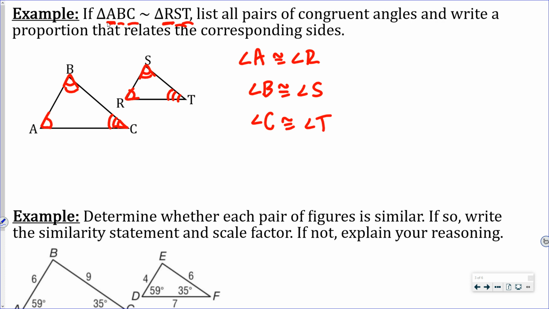I'm going to call this bigger one my blue triangle. I'm going to highlight it here. I'm going to call this one my green. So corresponding sides. Now that I marked all the angles, I'm just going to go from A to B, so the single arc to the double arc. A to B corresponds in my other triangle to RS. Agreed?